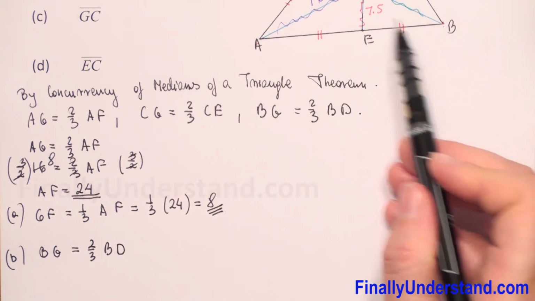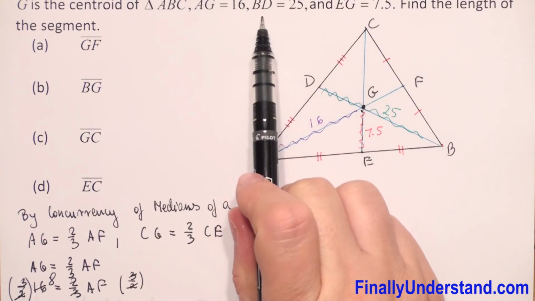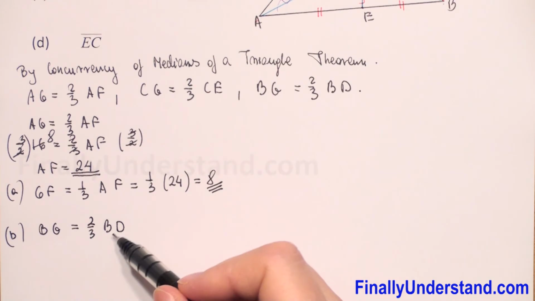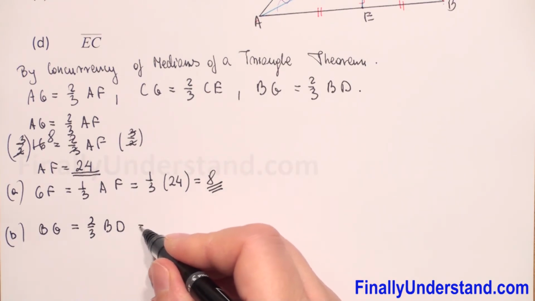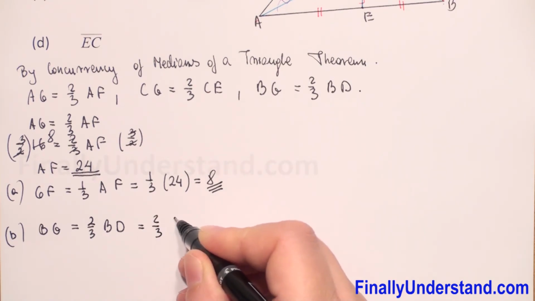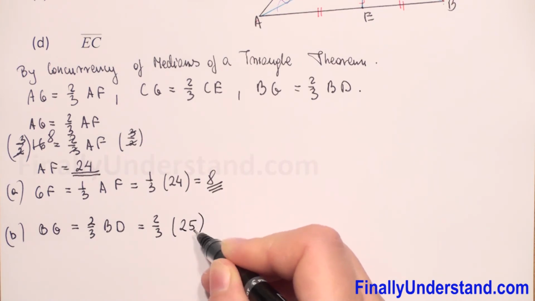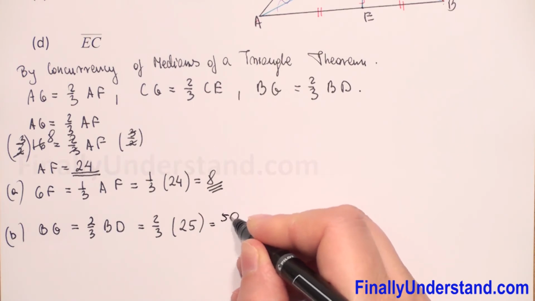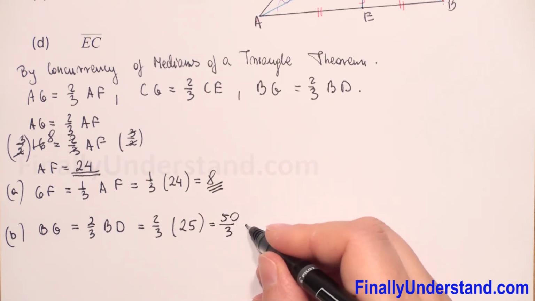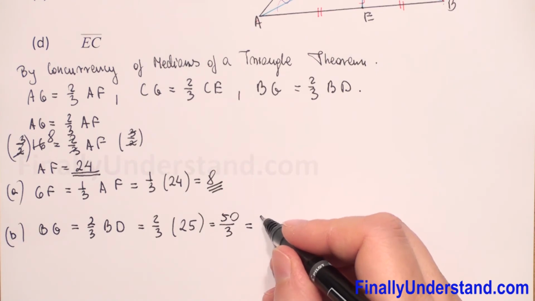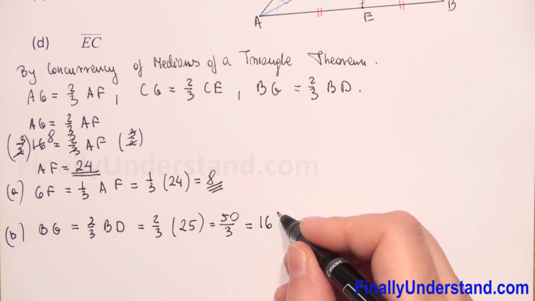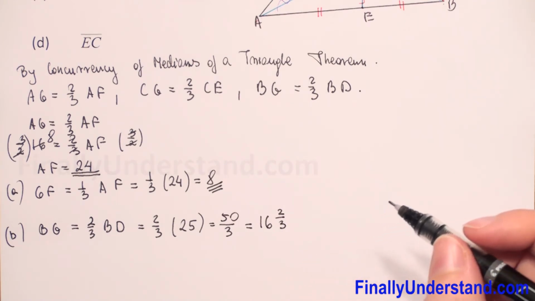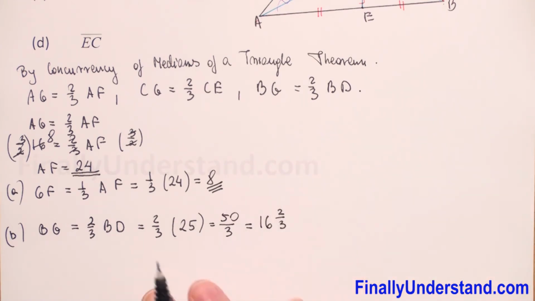We have given BD as 25, so we can substitute BD by 25, so this is equal 2/3 times 25. So 2 times 25 is 50/3, so this is equal 16 and 2/3. So we have BG.